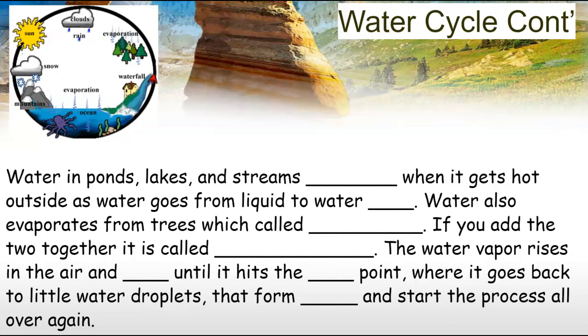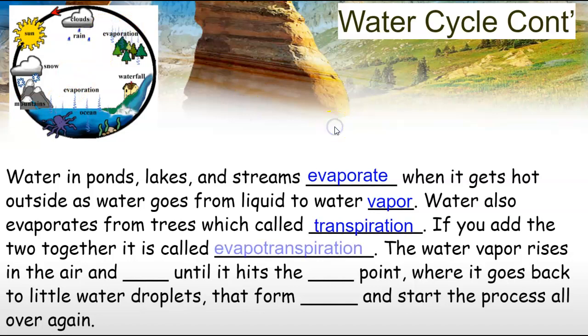So water in ponds, lakes, and streams evaporates. Don't forget, water with the V, ponds, lakes, streams, the big bodies of water, they evaporate when it gets hot outside. And the water goes from liquid to what is called water vapor or the water gas. Water also evaporates from trees, but it's not really called evaporation from trees. It's called transpiration. It's kind of like respiration. It's breathing out that water, transpirating. If you add these two together in the air, the evaporation and the transpiration together, it forms evapotranspiration.